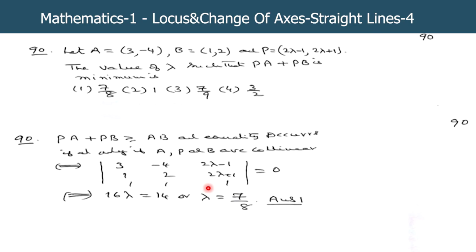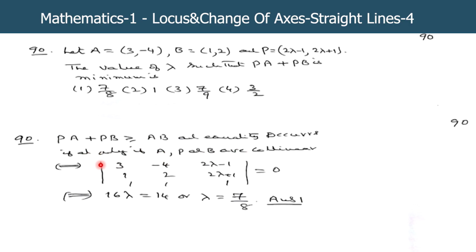So next, question 90. A is (3, -4), B is (1, 2), P is (2 lambda - 1, 2 lambda + 1). Find the value of lambda such that PA + PB is minimum. We know from the triangle inequality that the sum of two sides is greater than or equal to the third side, and equality occurs if and only if all the points are collinear. So equality occurs if A, P, B are collinear.